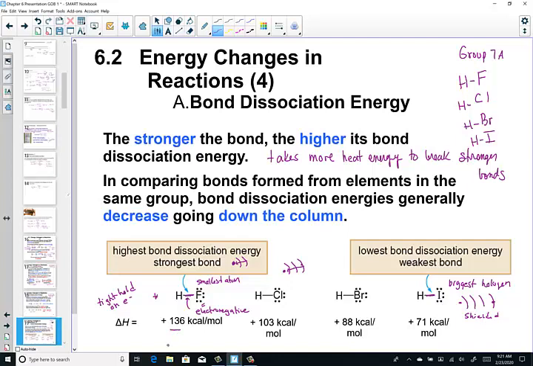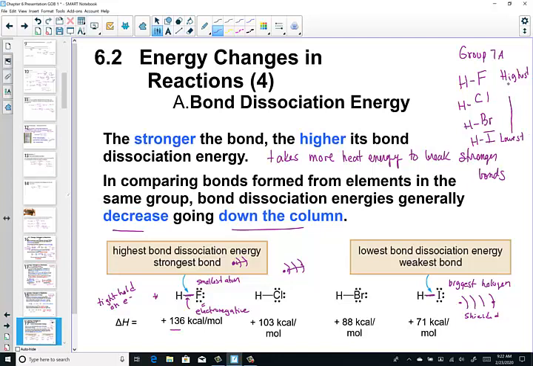And you can see based on the bond dissociation energies, HF requires 136 kcals per mole to break that bond. HCl requires a little less, 103 kcals per mole. HBr, a little bit less yet, 88 kcals per mole. And HI is at 71 kcals per mole. You will see the bond dissociation energy decreasing as you go down the column. This would be the highest bond dissociation energy, and this would be the lowest bond dissociation energy.